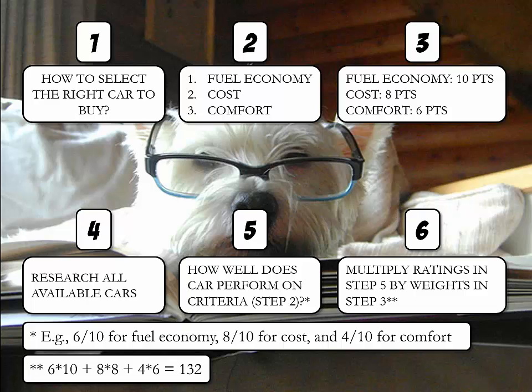We have to multiply the fuel economy score of 6 out of 10 for car XYZ with the importance rating of 10 points for fuel economy. We do the same for cost and comfort. Finally, we add those values together to end with a score of 132 for car XYZ.